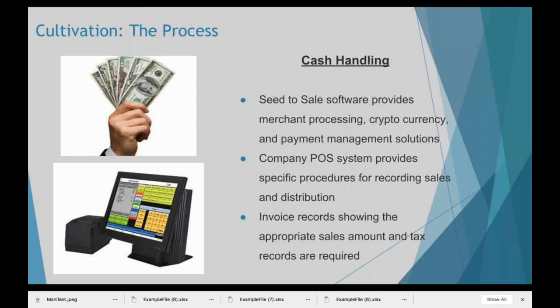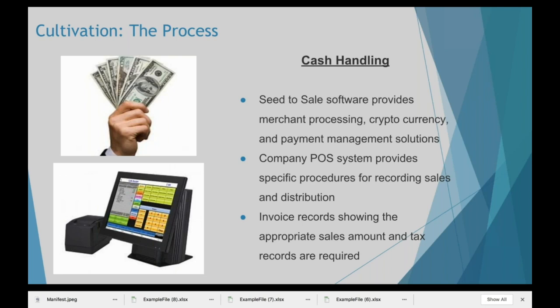The company's standard operating procedures and the point of sale system training manual should provide specific procedures for recording sales and distribution based on federal and local rules and regulations. Tax collection will also oftentimes need to be reported at the point of sale or transfer. Many areas require cannabis-specific taxes in addition to the common sales and use tax. Personnel responsible for invoices will want to ensure each invoice records the appropriate sales amount and tax records as required. Taxes are discussed in more detail in the reporting lessons offered by Atlas 420.